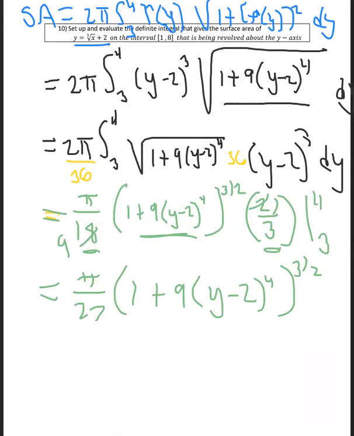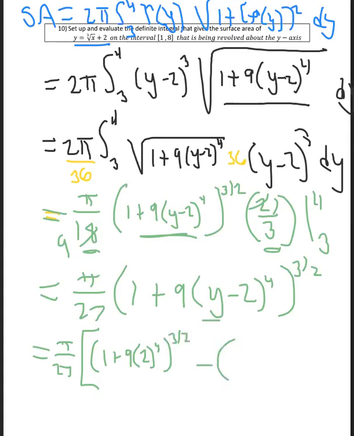So let's plug it in. I always like to use brackets when I plug things in because it's just too many parentheses. So let's plug in the 4 first. 1 plus 9, the 4 would go here, so it's 2 to the 4th, all to the 3 over 2. Remember that. Minus, let's plug in the next one.